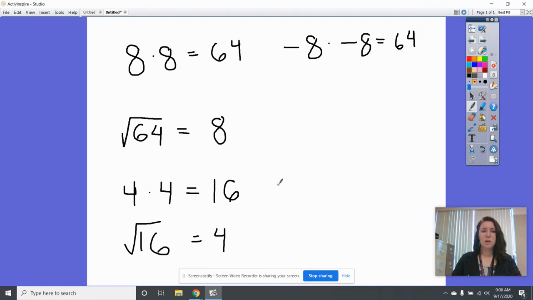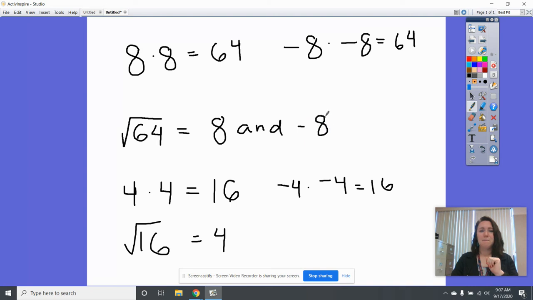And same with 16. We can do negative 4 times negative 4 equals 16 because a negative times a negative equals a positive. And again, a negative times a negative equals a positive, which means the square root of 64 actually has two answers. Your calculator will only show you the positive answer. So it's something you need to learn that there's actually two answers. The answers are 8 and negative 8. Same with the square root of 16. Your calculator shows you 4, but actually the answers are 4 and negative 4.